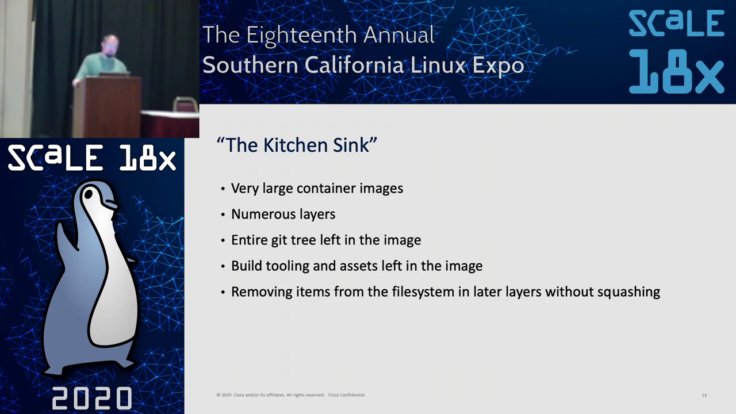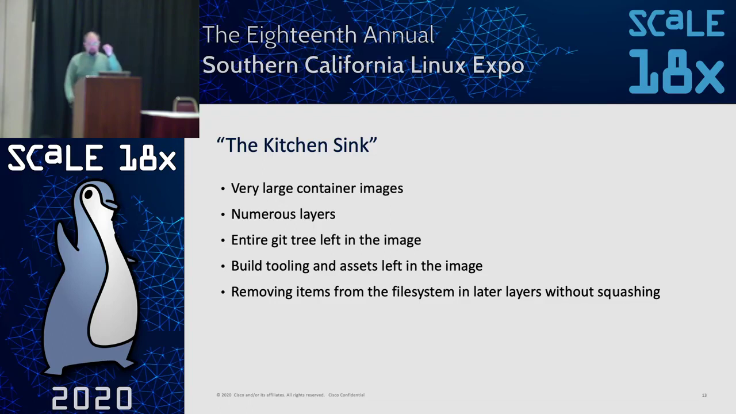Frequently, what you'll also see in the image is it'll have a lot of layers. I don't mean like 2, 3, 4, 5. I mean like 15, 16, 17, 18, 20, 25. That's usually a sign that there's a lot in this container, a lot more than you think, right? We'll see things like the entire git tree left in an image. All the build tools and assets for building all the way will be left in the image.